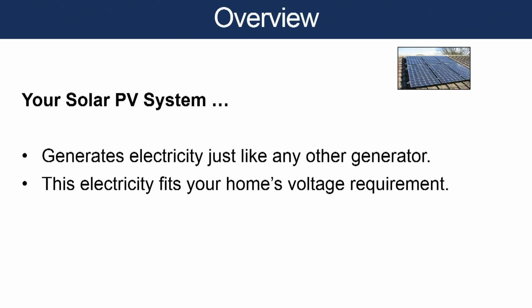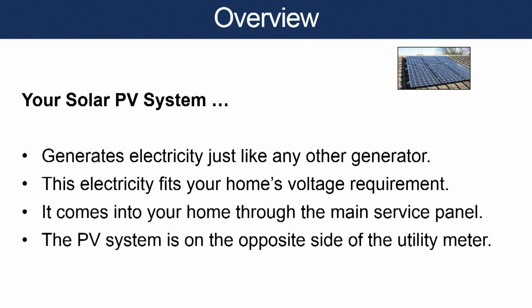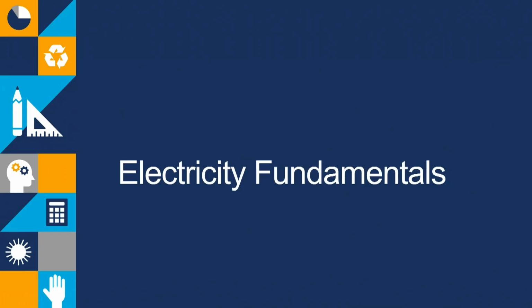Okay, so now a PV system generates electricity like any other generator. The PV system does the same thing that any other generator does. It's just that this voltage is at a certain level that matches your house, fits your home voltage, comes into your home main service panel, etc. And it's on your side. Okay, so that's the basics of solar PV right there.